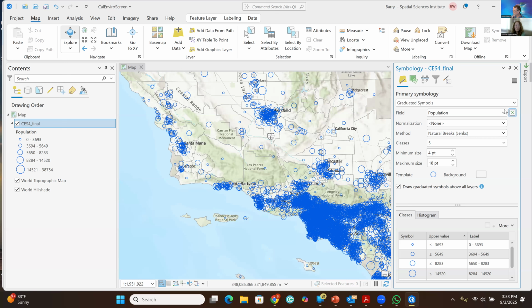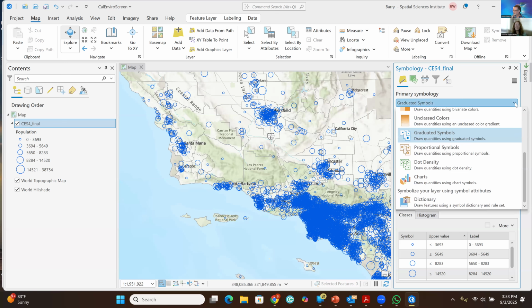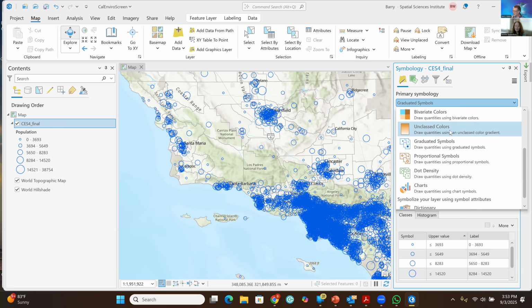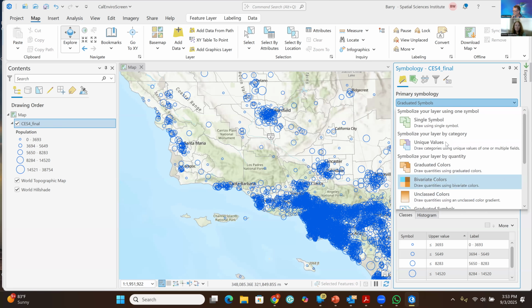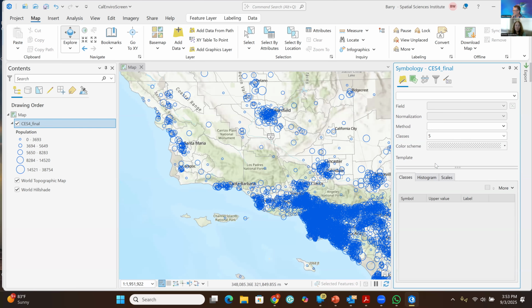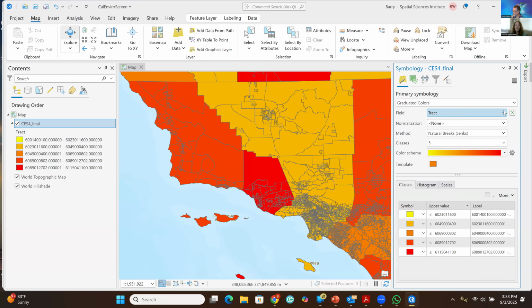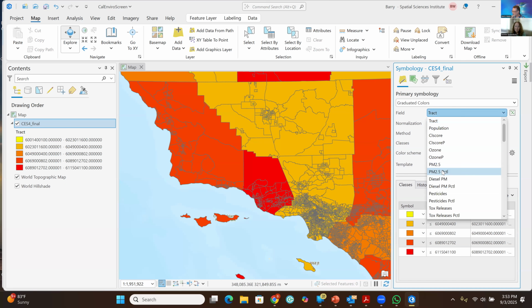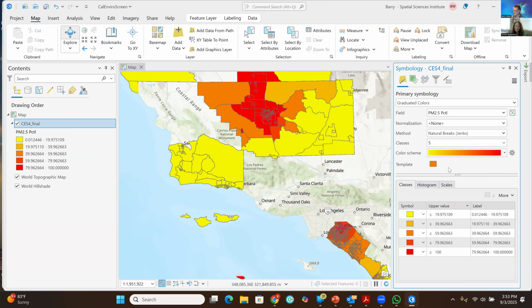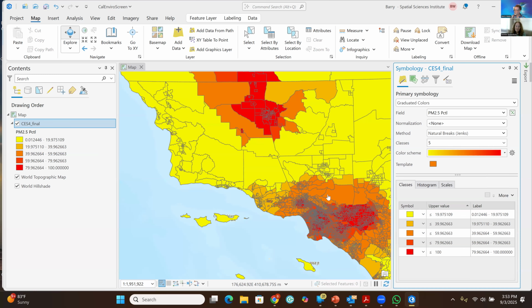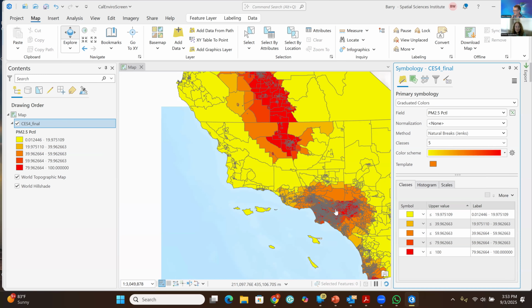Oh, one other thing, just real quick here before I forget. Let's go back to graduated colors. And let me show you one thing that Bonnie and I like to use. Let's say I go to the PM 2.5 percentile. Wow, that's really interesting. It shows that the LA Basin and the Central Valley have a higher level, both because of their geography, the mountains here, and topography and traffic. That really makes a difference on that one.